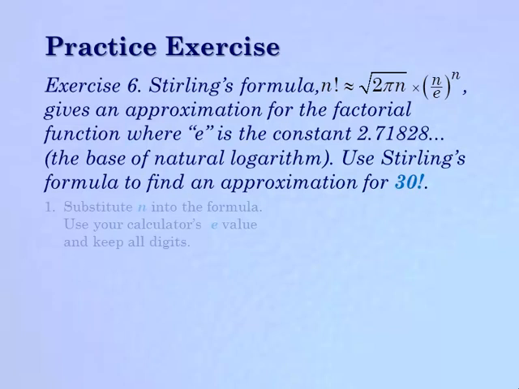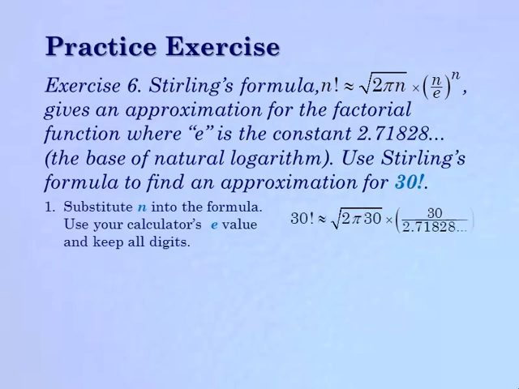Substitute n into the formula. So 30 factorial is approximately equal to the square root of 2 pi 30 times 30 over 2.71828 raised to the 30th power. When you use your calculator, make sure that you use all the digits that you can get, because if you just use 2.718, for example, your answer is going to be way, way off when you raise something to the 30th power.